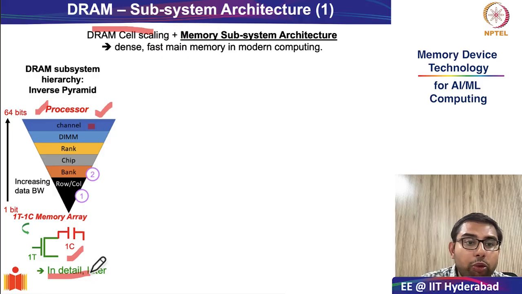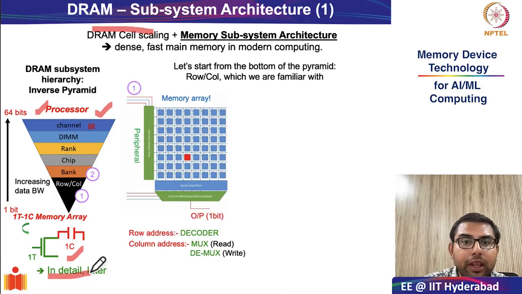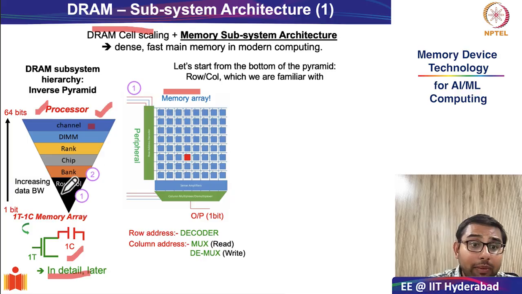But in this class, we will start from one hierarchy above, which is something that we are already familiar with. This is the second part of the bottom of the pyramid. So we are building our discussion top down, with 1T 1C to be discussed later. Next, let's start from the bottom of the pyramid, which is the memory array. The bottom of the pyramid is the memory array consisting of rows and columns.